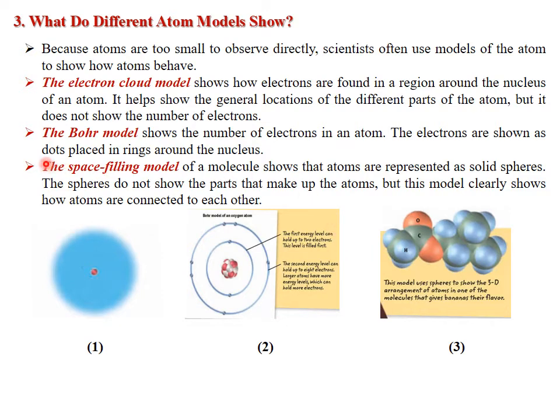The third model is the space-filling model of a molecule. It shows that atoms are represented as solid spheres. The spheres do not show the parts that make up the atoms, but this model clearly shows how atoms are connected to each other. This model is shown in picture number 3, and this model uses spheres to show the 3D arrangement of atoms.